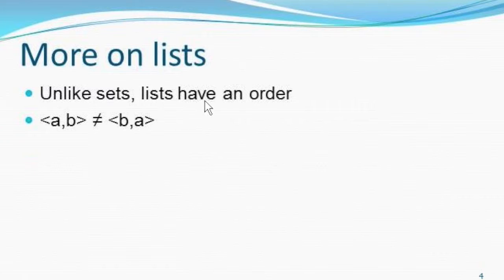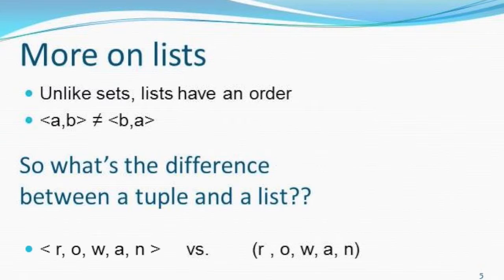And lists do have an order, so unlike sets, but very much like tuples, if we have the list A comma B, that is not the same as the list B comma A. So at this point, I hope your next question is, what's the difference between a tuple and a list? What makes this different from this?